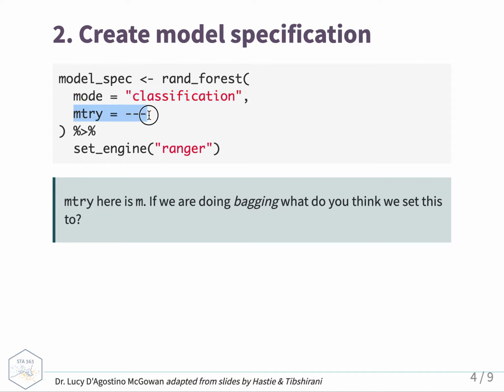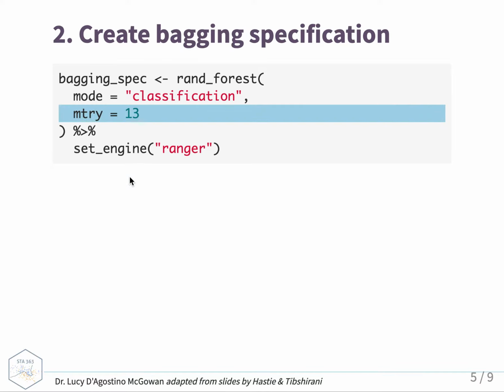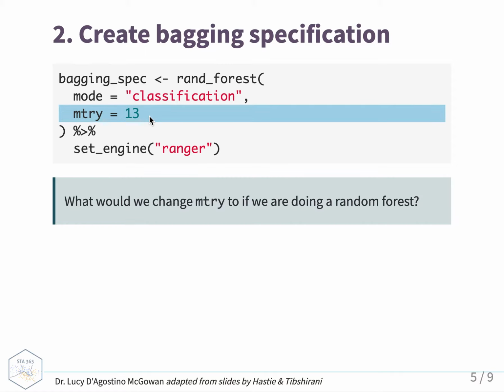And then I set this mtry, so that's going to be the m. If we're doing bagging, what do you think we would set this to if I was doing just normal bagging? If I'm doing bagging, I'm going to set mtry to be the same as p, basically the same as the number of predictors, in this case 13.